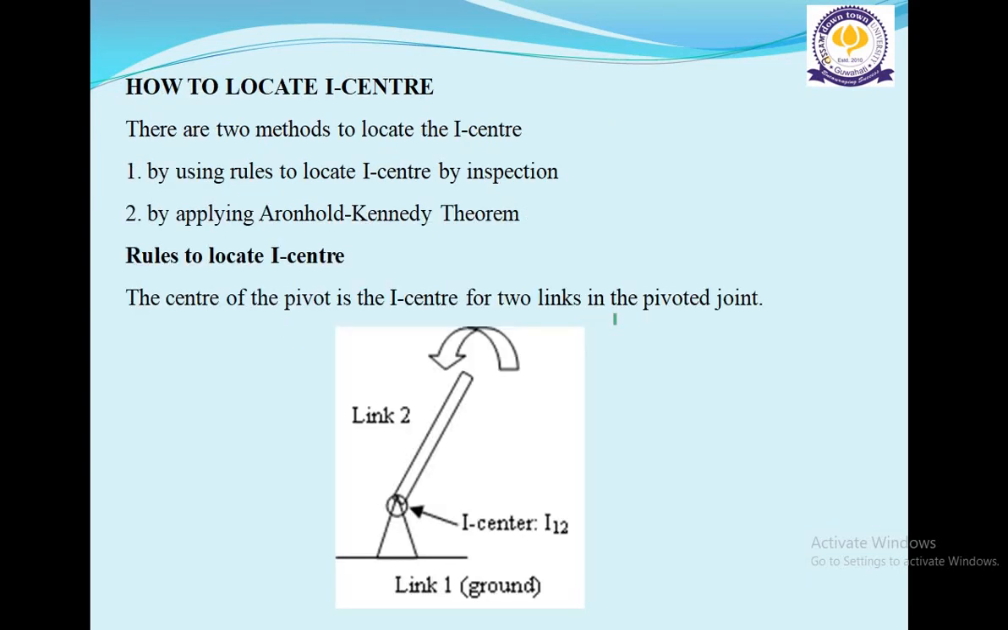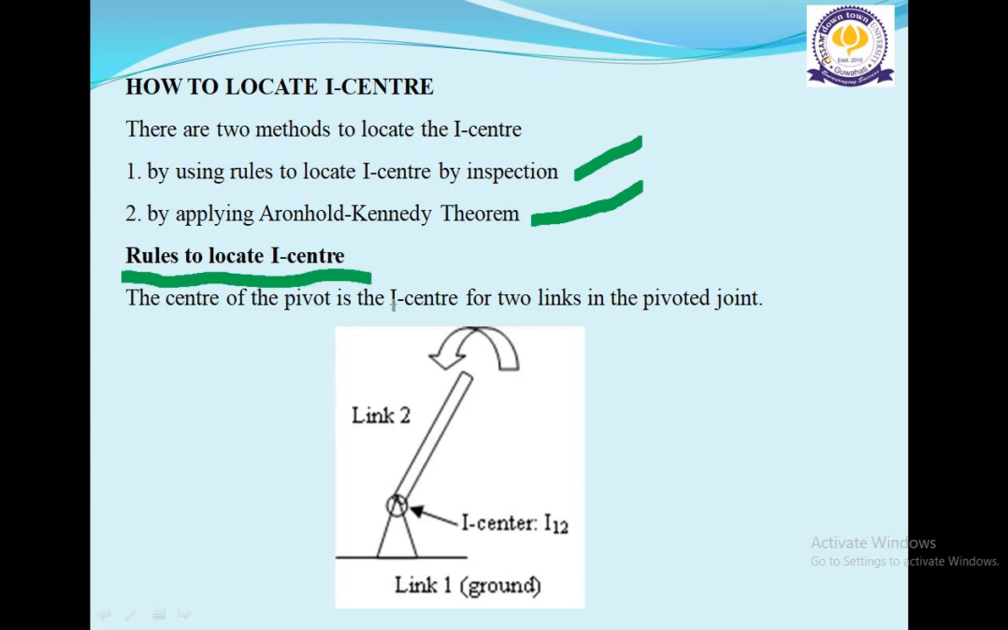Next is how to locate the I center. We must know how to locate the I center. There are two methods to locate the I center. Number one, by using rules to locate I center by inspection, and number two, by applying the Aronhold-Kennedy theorem. Here are the rules to locate I center.